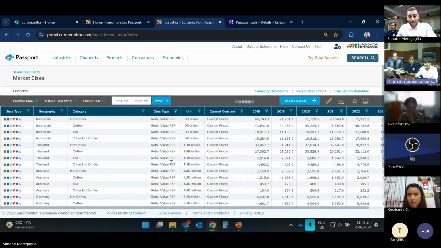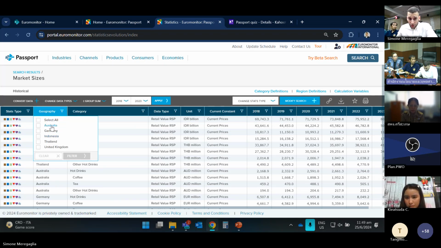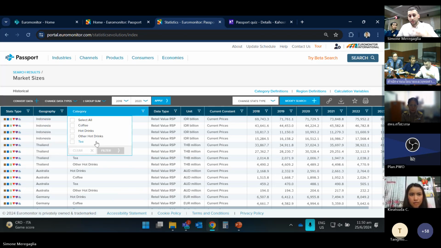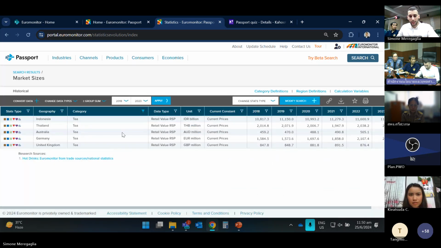So like I said, this is the statistics page. So what are we looking at? You see here, there are all the geographies that we chose. Okay. Here there are all the categories that we chose. For example, if I want to isolate tea only and make a comparison between countries, I just click on tea and filter only tea. Now, what kind of data type do I have? This is retail value, RSP, meaning sales in terms of monetary value, how much sales have been made in local currency. You have Indonesian rupiah, billion, Thailand baht, billion, Australian dollar, euros, and Great Britain pound, million.